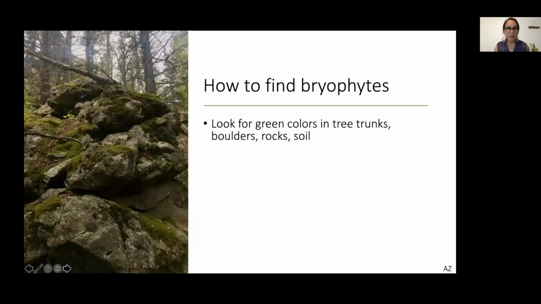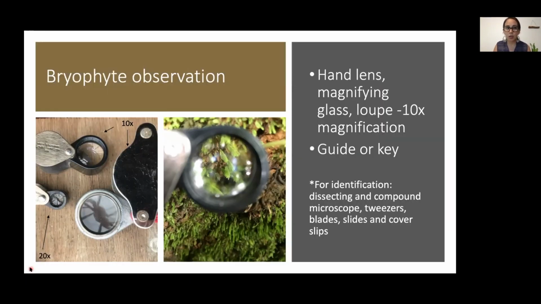Before I go on, if you want to identify to species, like if you want to do a survey and have a list of all the species, you need more tools. I'd say observation versus identification. Observation is going out, appreciating them and observing them, and maybe coming up with a preliminary idea, but for a lot of identification, you will need dissecting and compound microscopes, tweezers, and other equipment related to that.